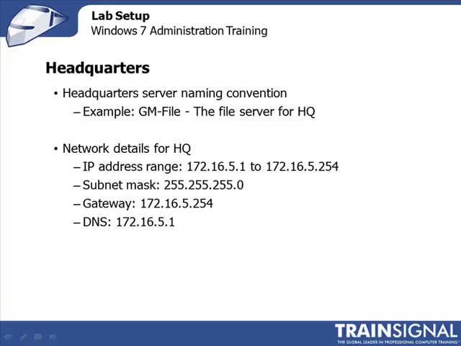The IP address range into which all machines at headquarters will fall is 172.16.5.1 through 5.254. The subnet mask is a 24-bit subnet mask at 255.255.255.0. The gateway device used at headquarters is just a firewall router combination, and its IP address is 172.16.5.254. The DNS server is 172.16.5.1. For GlobalMantix, the DNS server role also runs on the domain controller, so the server name GM-DC doubles as the DNS server for headquarters.